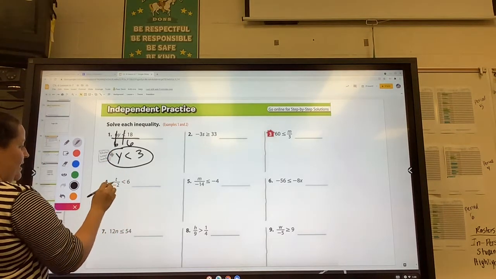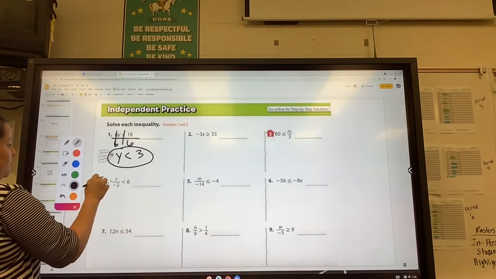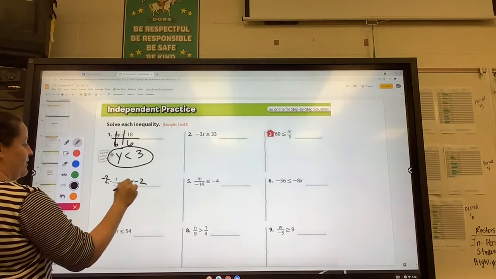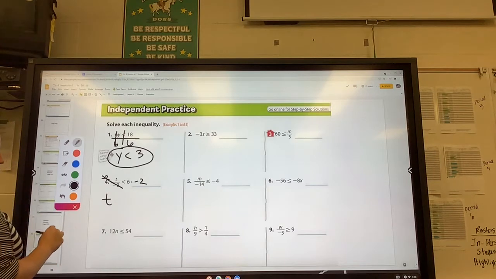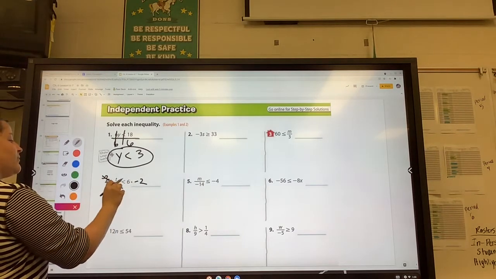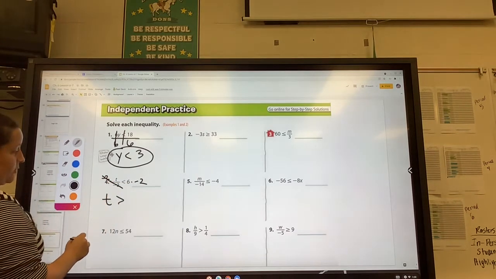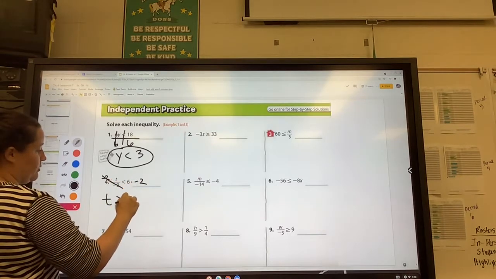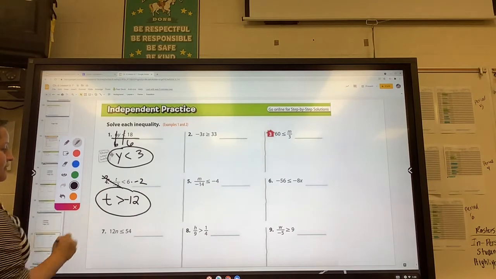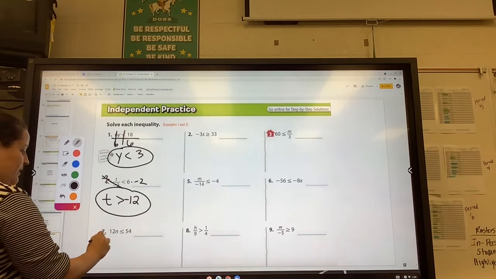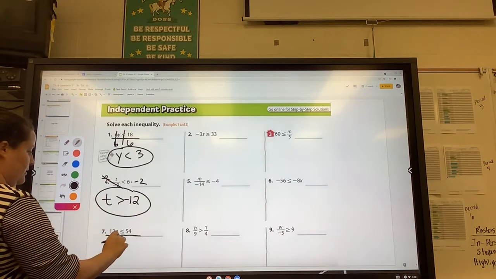So to get rid of divide by -2, we multiply by -2, multiply by -2. The -2's cancel. T is on this side, and since we multiplied by -2, we have to change the sign. Now it's greater than. 6 times 2 is 12, and there's one negative, which is odd, so our answer is negative.